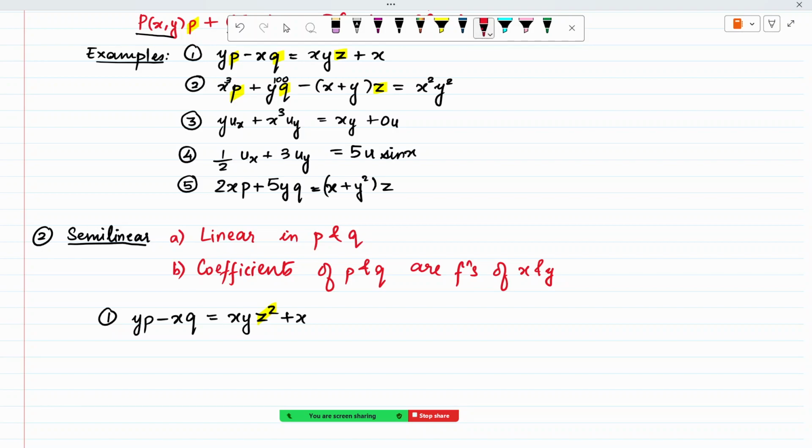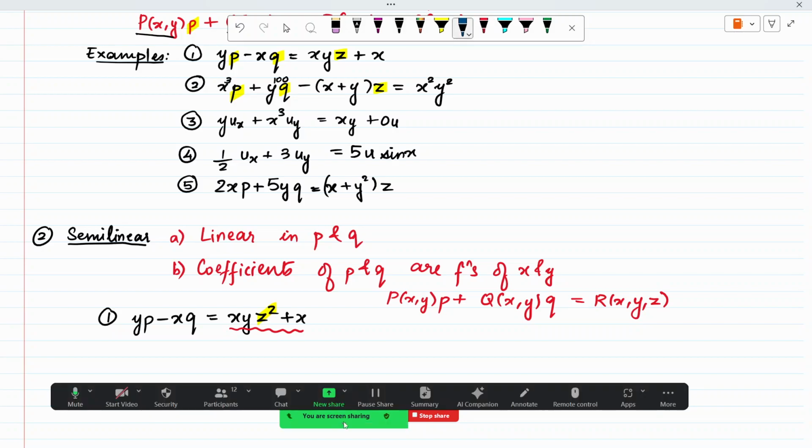Here your standard form would be a function of x comma y multiplied by p plus another function of x comma y multiplied by small q is equal to another function of x, y and z together. So the right hand side here entirely becomes your r. I hope this is clear.